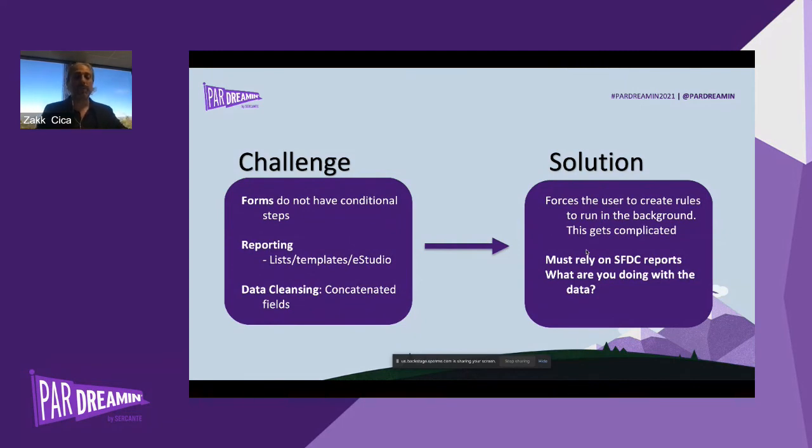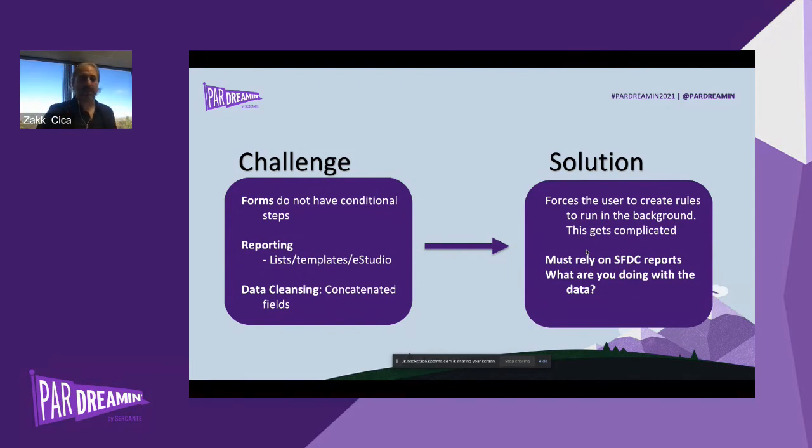Furthermore, with forms, they don't have conditional steps. That was a great thing that we had in Eloqua. This forces the user to create rules and run them in the background. It gets a little complicated. And to really call Pardot out on this, there's limitations on the number of automation rules you have. Sure, you can pay for more, but again, this was something that we found to be easier to do in Eloqua, but it's not a game stopper.